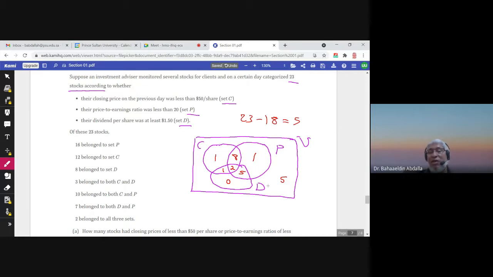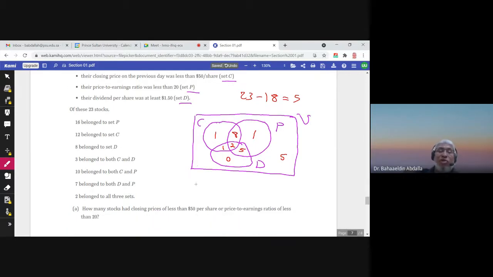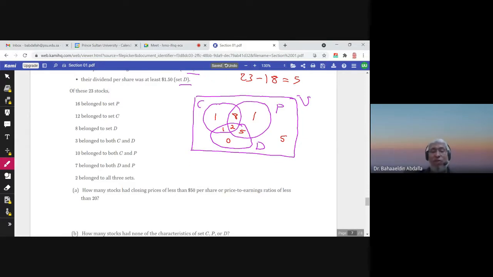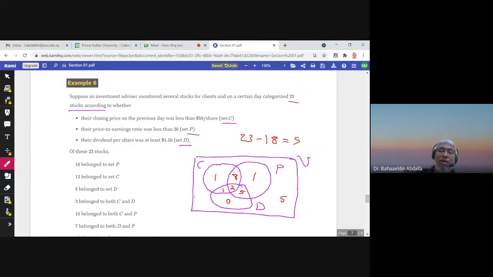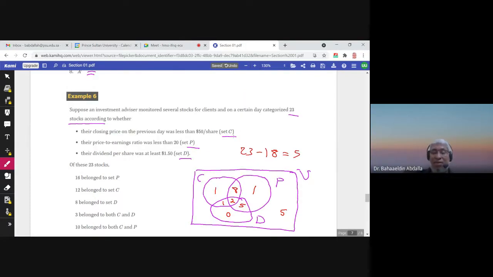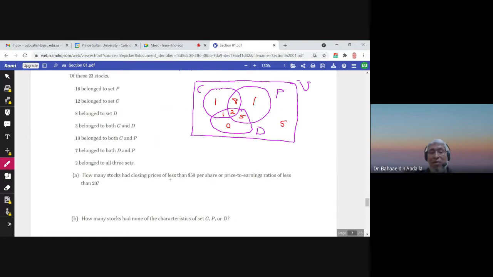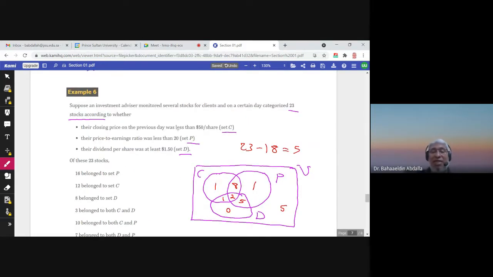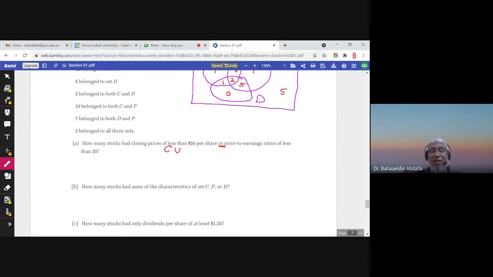So this is a Venn diagram that enables you to illustrate the problem, and using this Venn diagram, you can answer all the questions. So for example, part A, how many stocks had closing prices of less than $50? That's C. Okay. So he's asking about C, or, so or means union, price to earning ratio of less than 20. Less than 20, that's P. So he's asking about C union P.